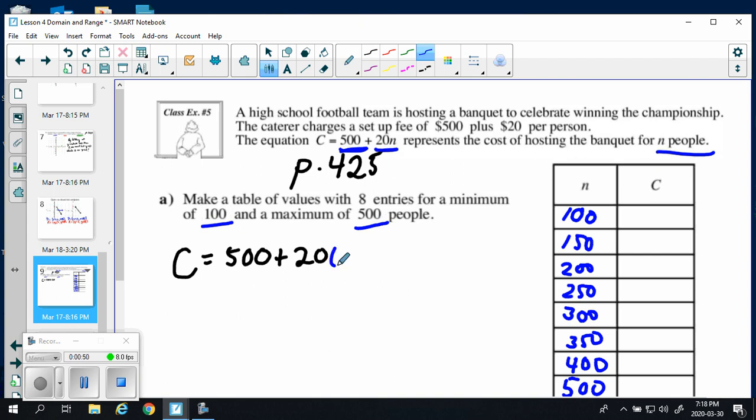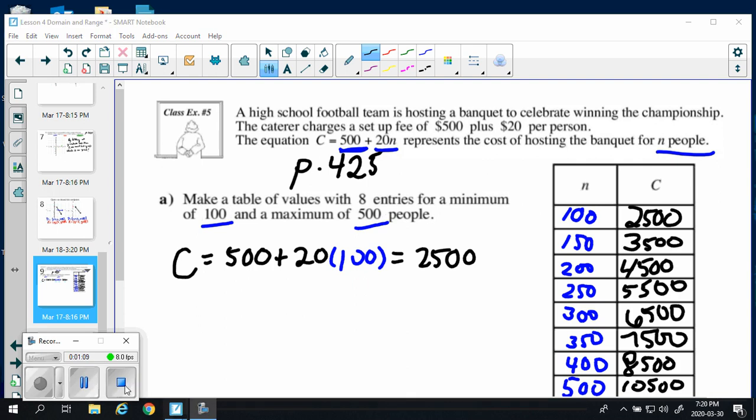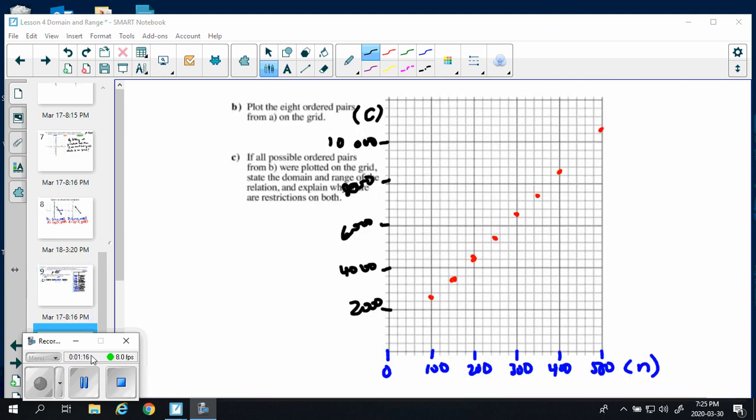So the first one I have is 100. And if you put that in your calculator, you're going to get 2,500. So that means that if you invite 100 people to the banquet, the cost of this is going to be 2,500. And I can do that with all the rest of the values as well. So I've substituted all of my N values, and these were the C values that I got out in the end. So I've plotted all the points from the previous section on this graph here, and there's 8 points here.